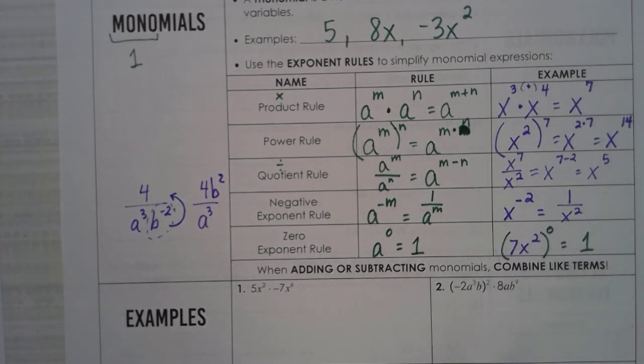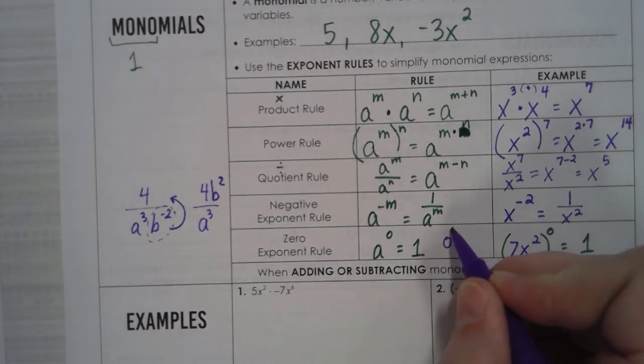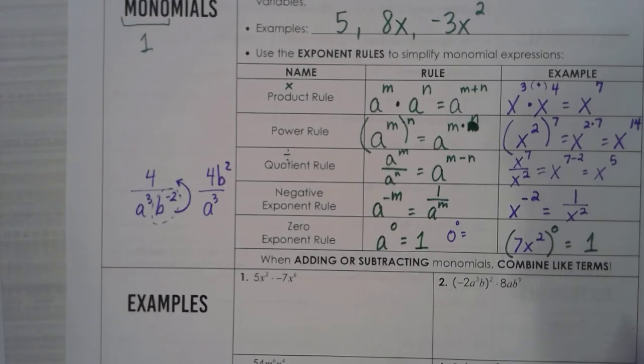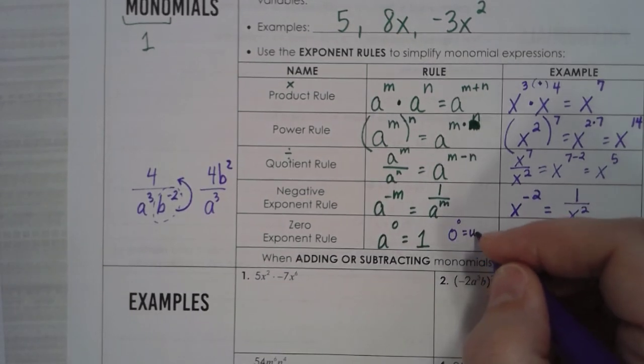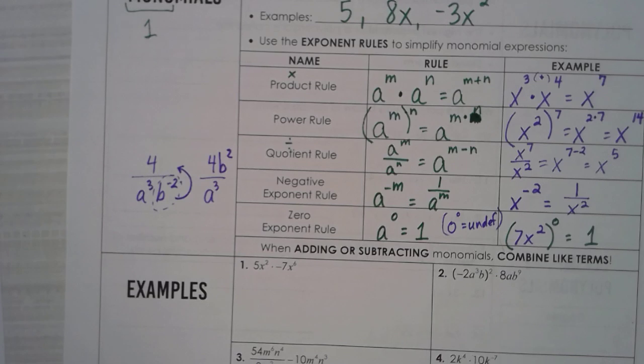Unless it's 0 to the 0 power. You can't start with nothing and then raise it to the 0 power and all of a sudden have something. So that's going to be undefined if you have 0 to the 0 power. All right, so let's look at some examples for this.